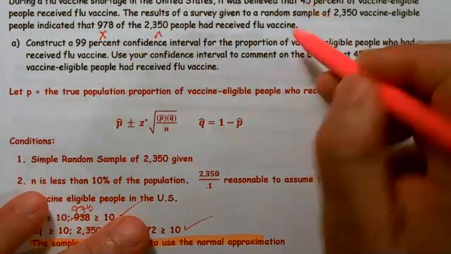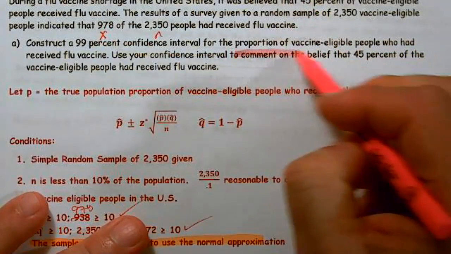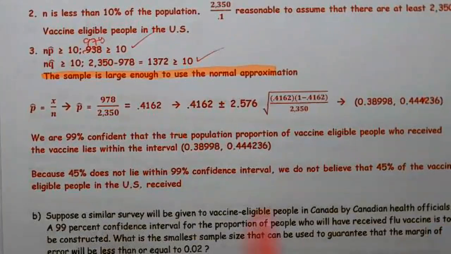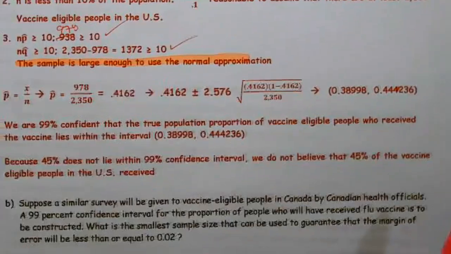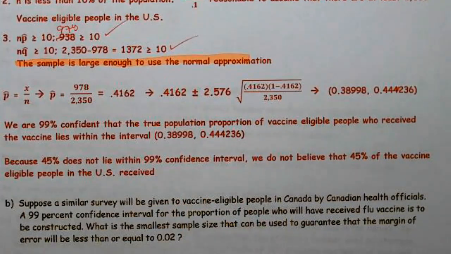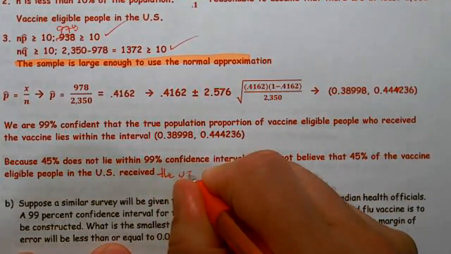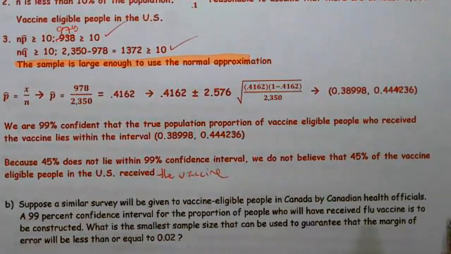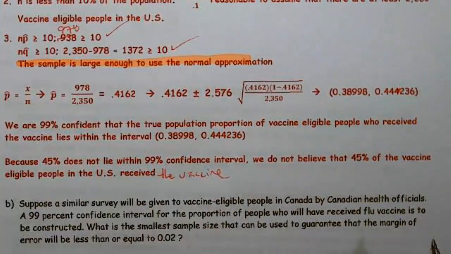The question was, comment on the belief that 45% of the vaccine eligible people had received the flu vaccine. Well, I look at that interval and I don't see 45%. So because 45% does not lie within the 99% confidence interval, we do not believe that 45% of the vaccine eligible people in the US received the vaccine. Simple. And that one statement on top of the work above would get you full credit for that part.